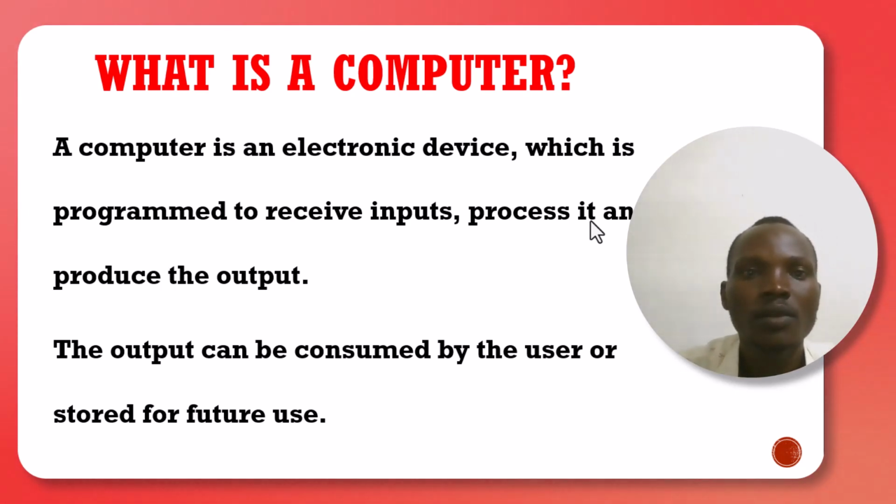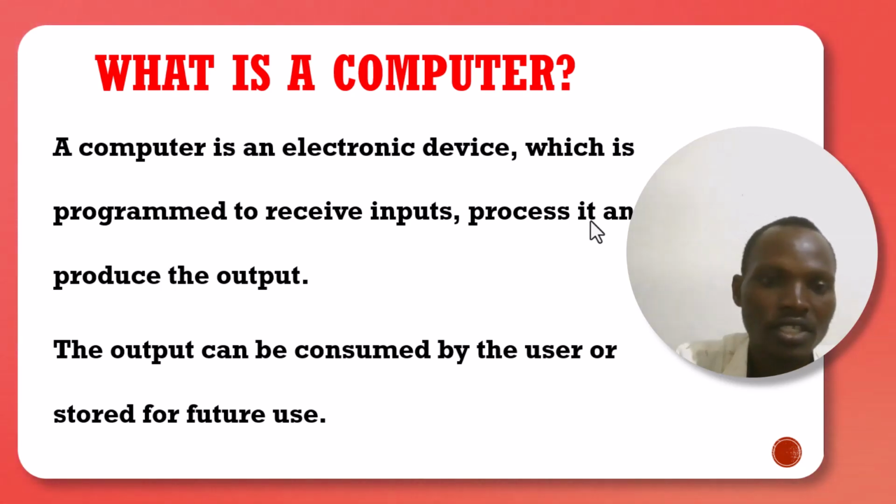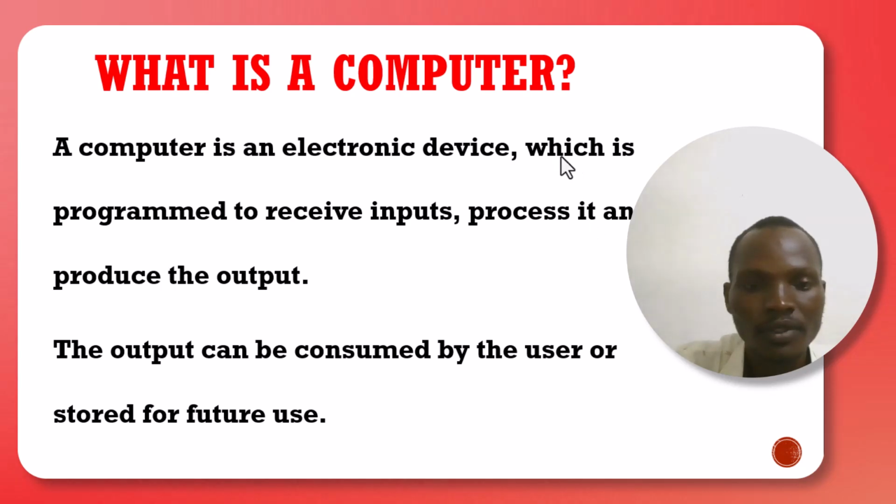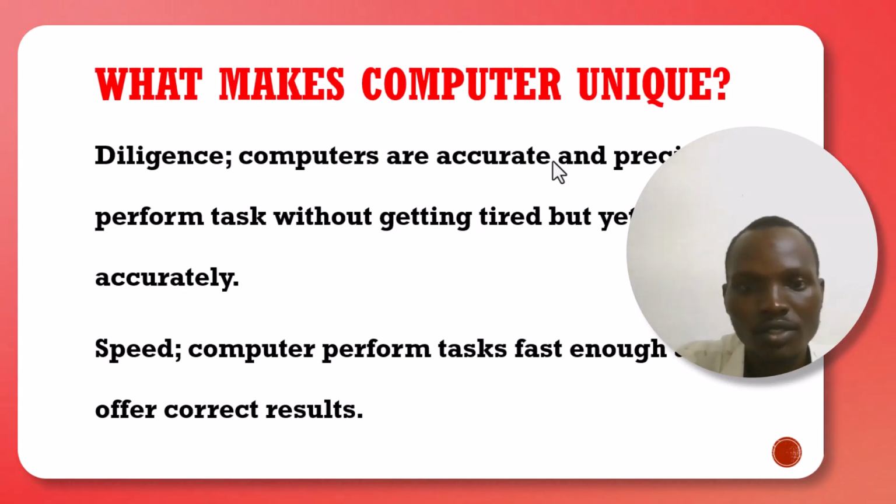So in this topic we are going to define what a computer is. Then we shall see the basic properties of the computer, the different component parts of the computer, and how to start a computer in case you have been given one. So basically, a computer is an electronic device which has been programmed to receive input, process it in order to produce an output. The output which is produced can be consumed by the user or perhaps stored in the computer for future use.